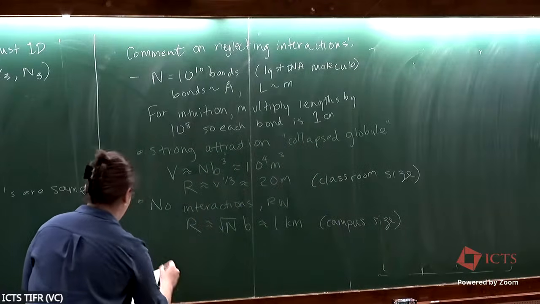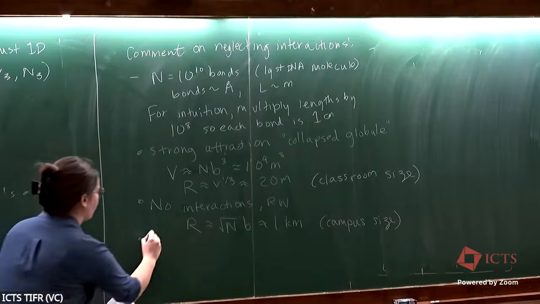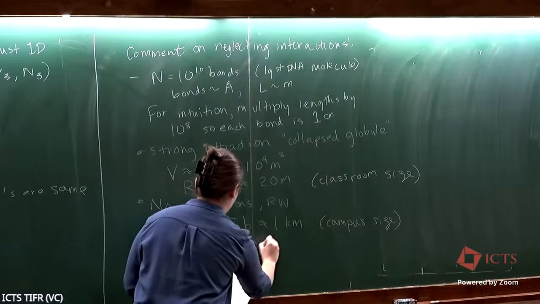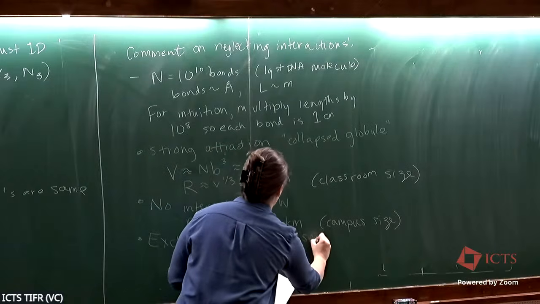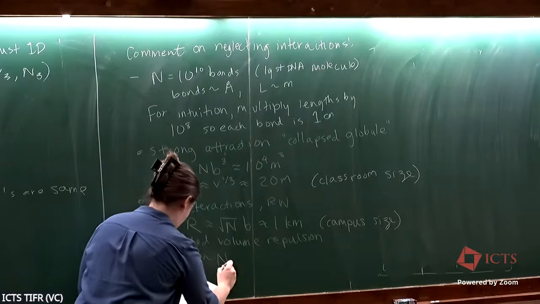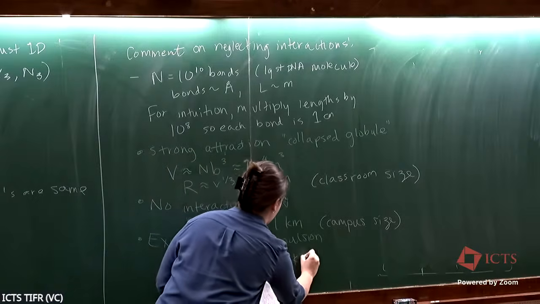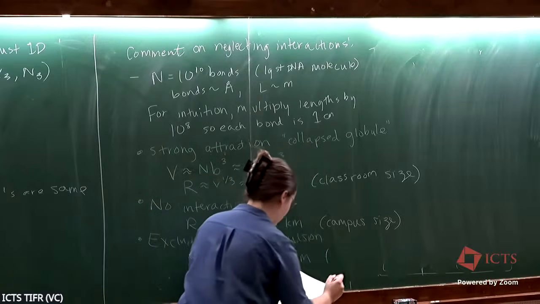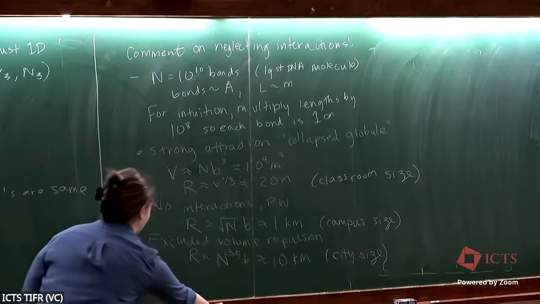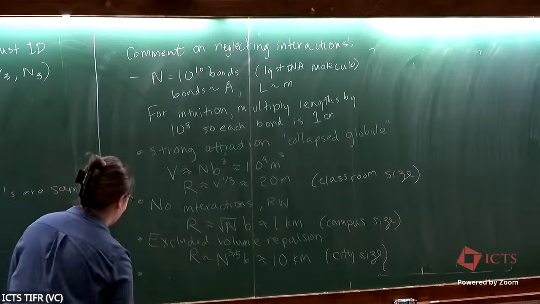We might instead have just excluded volume repulsions. So these are not massively strong repulsions, just excluded volume repulsions. We end up having a different exponent for how the radius of gyration scales. It ends up going as n to the 3/5 b, which would be 10 kilometers, which in Rubinstein and Colby world is a city dimension. I think maybe that works better in a smaller city.